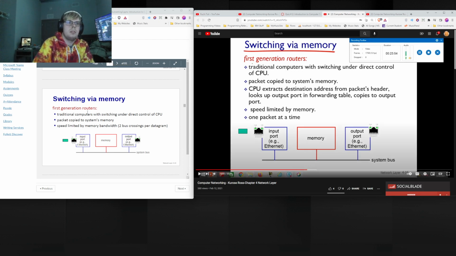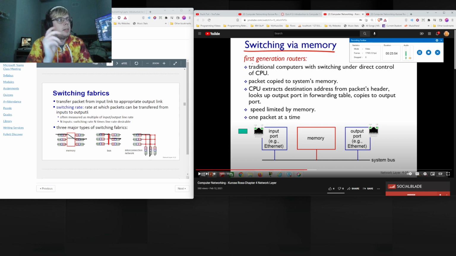Hold on. I know this might be a question. Three major types of switching fabrics: memory, bus, and interconnection network. I need to remember that last one. Memory, bus, and interconnection network. I'm already messing up.